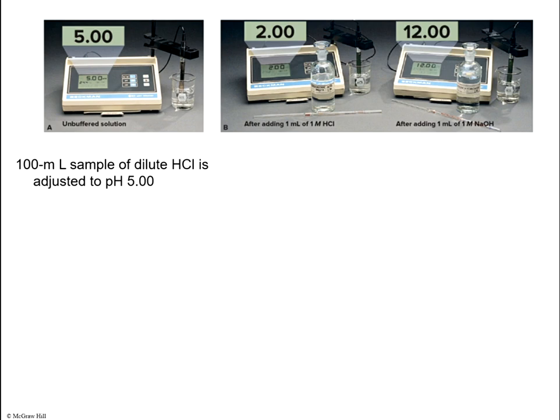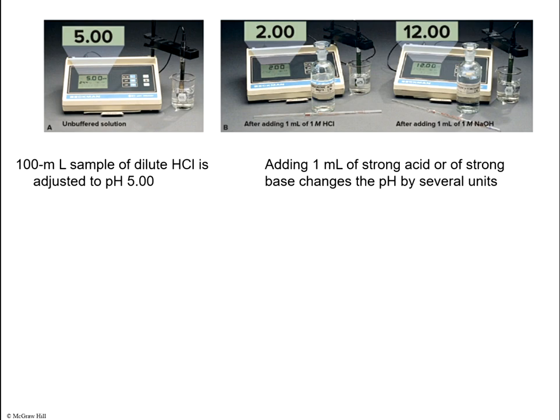Now, if we add 1 milliliter of strong acid to this system, the pH drops down to 2. So there's a huge change. Or if we add 1 milliliter of strong base, the pH jumps all the way up to 12. So you can see each pH unit corresponds to a change by a factor of 10 in the hydrogen ion concentration. So we're seeing many orders of magnitude change in the pH of a solution when it is not buffered.